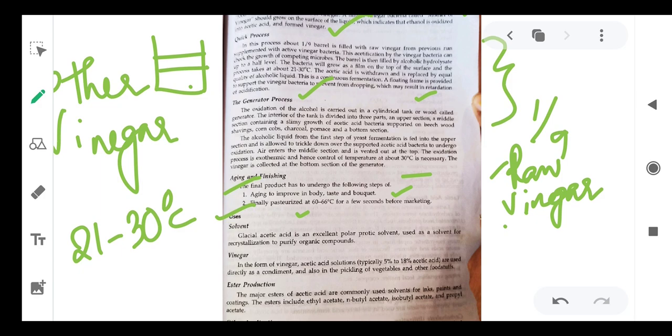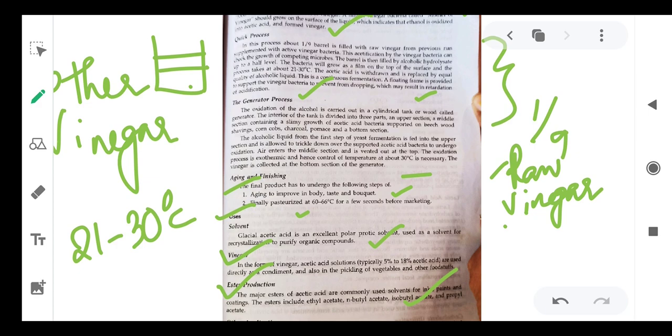Uses: as a solvent, glacial acetic acid is an excellent polar solvent used for recrystallization to purify organic compounds. As vinegar, acetic acid is only 4% and is used directly as a condiment and also in pickling of vegetables and other fruit. And in ester production, dilute solutions of acetic acid are also used for their mild acidity. Examples include the use in bathing soap, during the development of photographic film, and as a descaling agent to remove lime scale from taps and kettles.